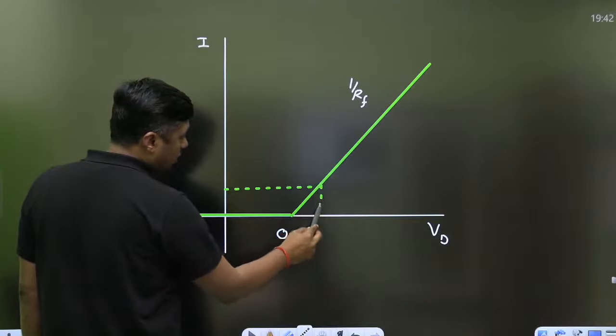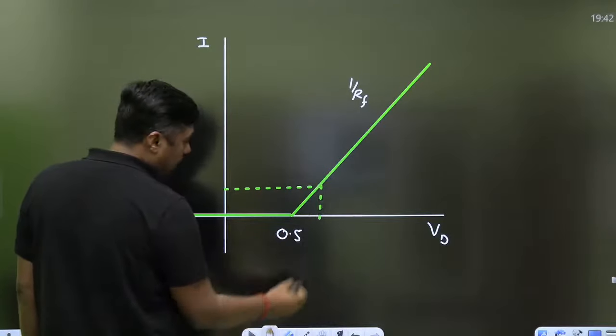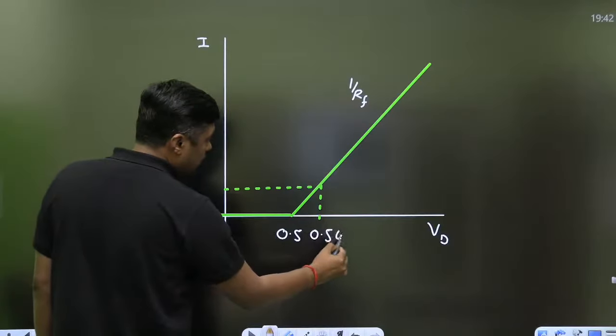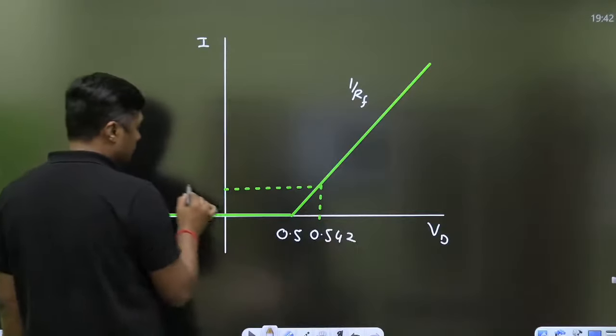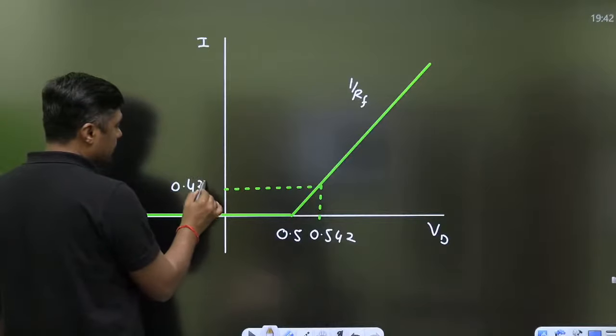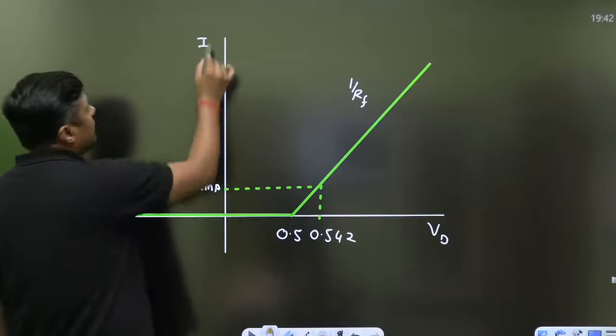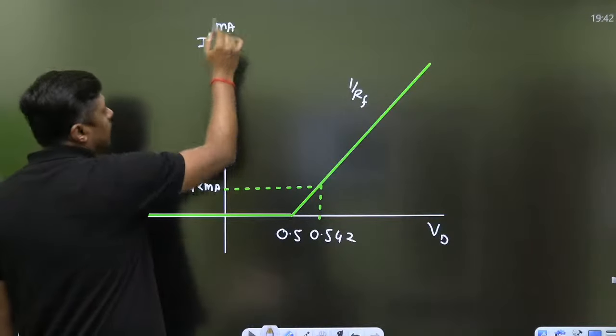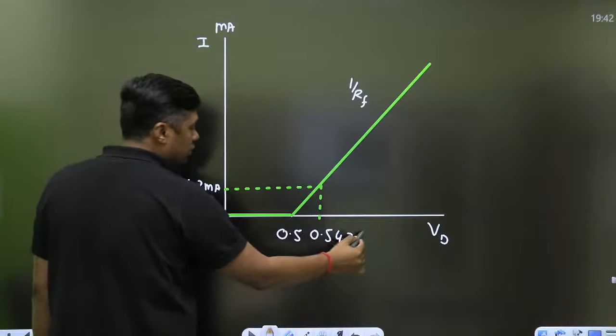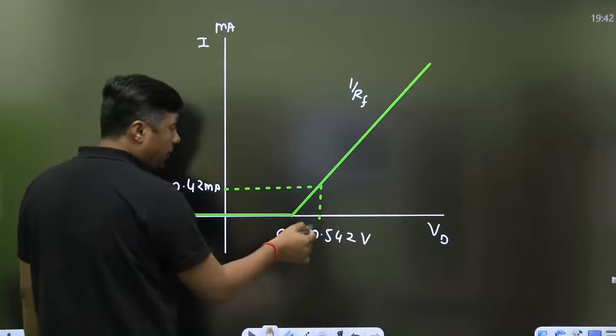And what is the drop across the diode? Here you are having the drop 0.542 something. And what is the current? 0.42 milliampere here. So the current is in milliampere, and that is the drop, it is in volt. So this is the drop across the diode.